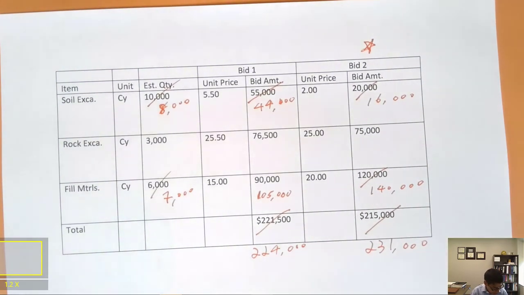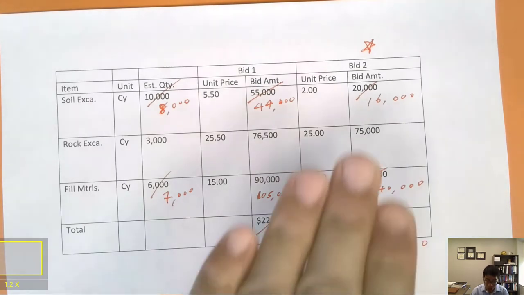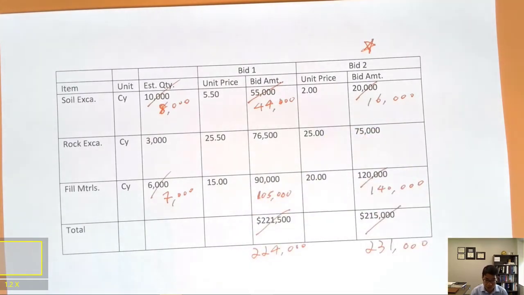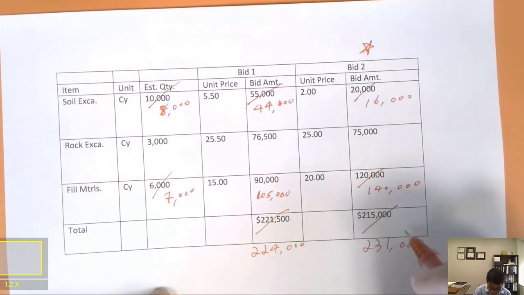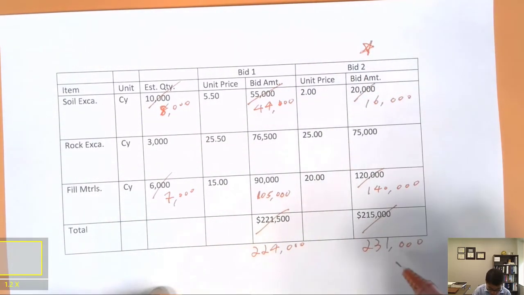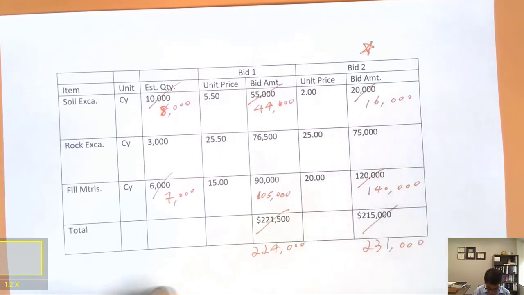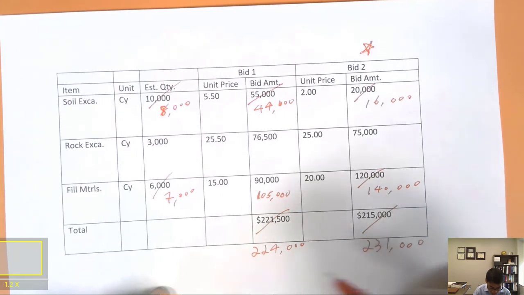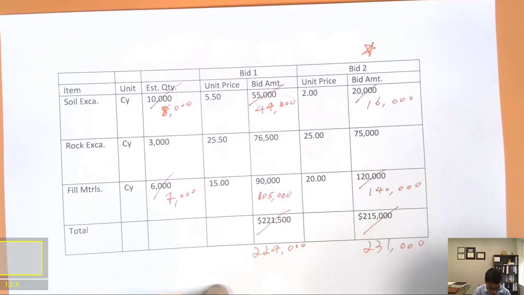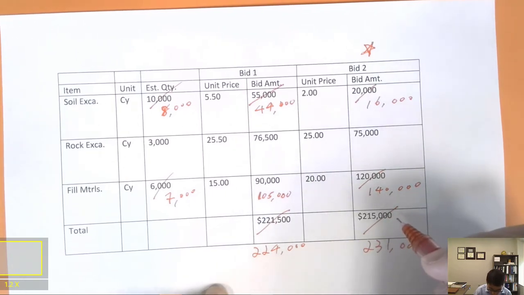Alright, so now let's compare with the total amount again. Bidder 2 supposedly should be selected for this project, and if you select bidder 2, eventually the owner is going to pay $231,000 to bidder 2. But if the owner could select bidder 1, the total cost for this project could potentially be $224,000. So let's compare with the initial bid.